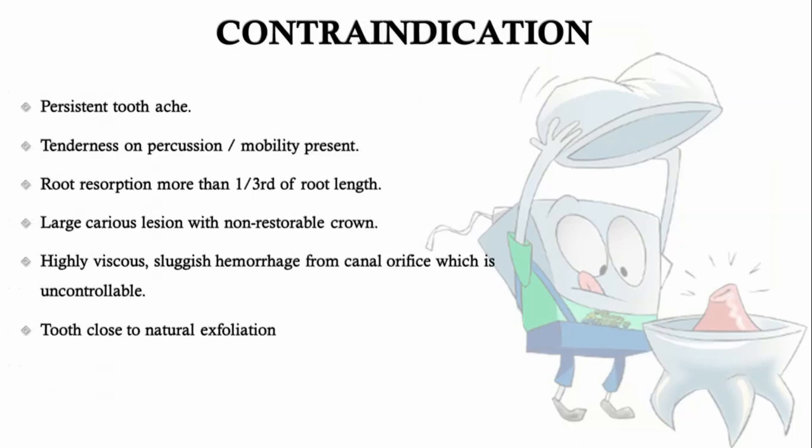Where is it contraindicated? In persistent toothache, tenderness on percussion or mobility present, root resorption more than 1/3 of the root length, a large carious lesion with non-restorable crown, highly viscous sluggish hemorrhage from the canal orifice which is uncontrollable, and a tooth which is close to natural exfoliation.